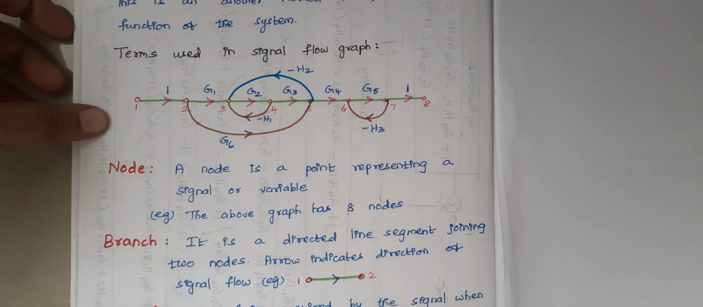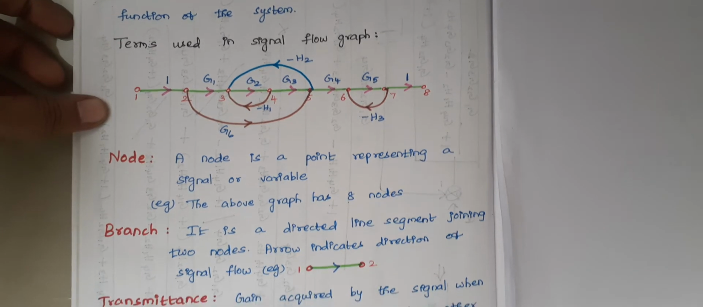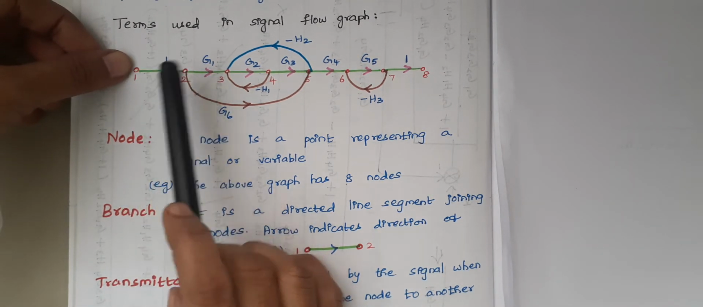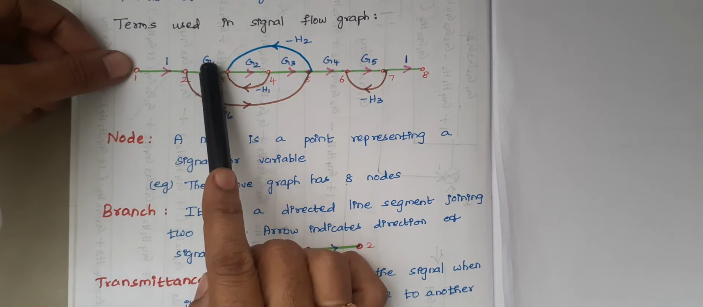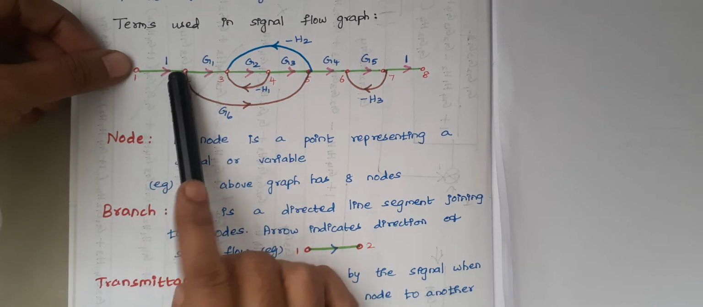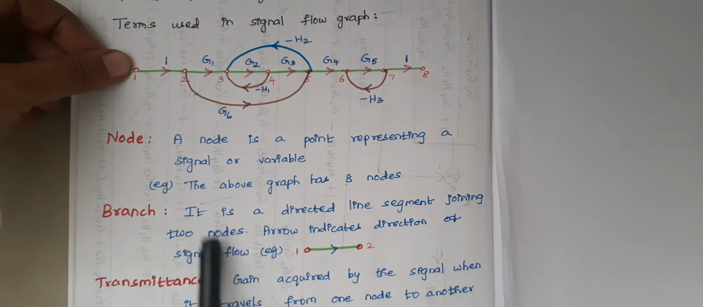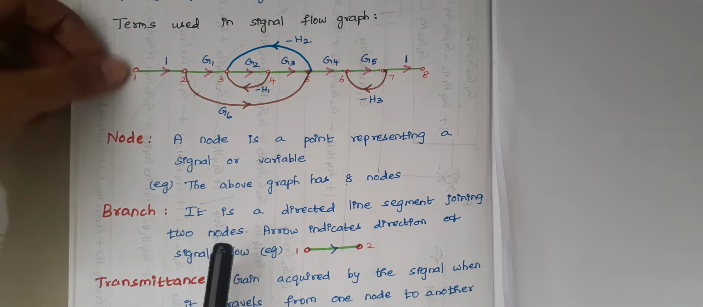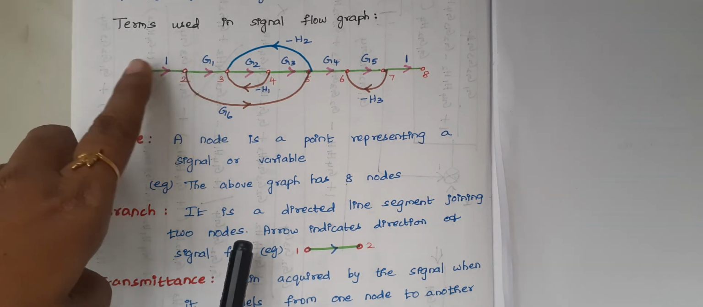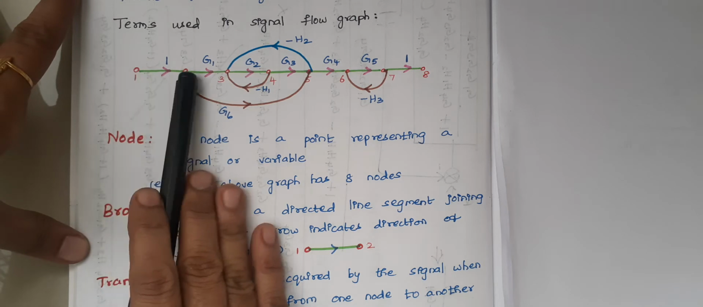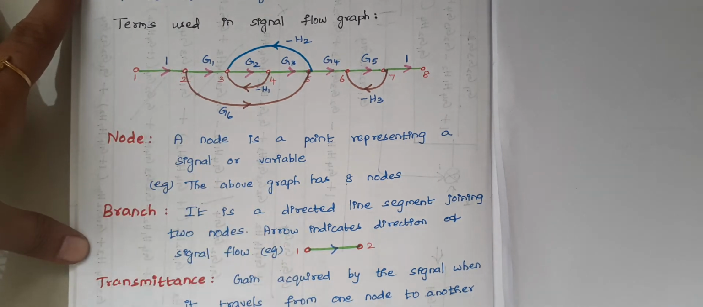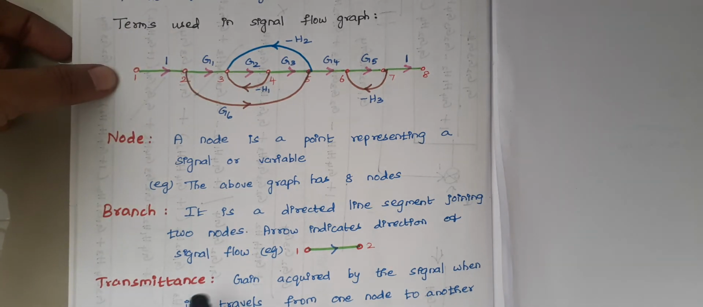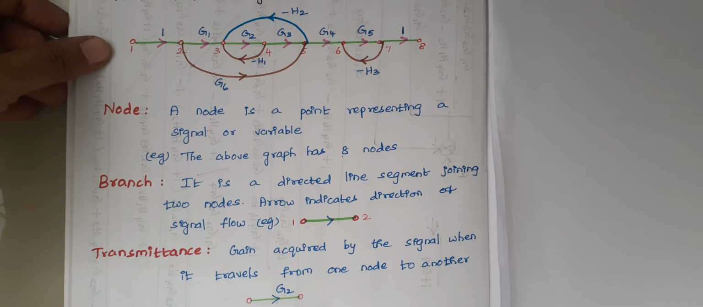The next one is branch. Here I have two nodes, 1 and 2, and these two nodes are connected by a line segment, and this line segment is known as a branch. So it is a directed line segment joining two nodes. That branch will have some direction, whether from 1 to 2 or from 2 to 1.